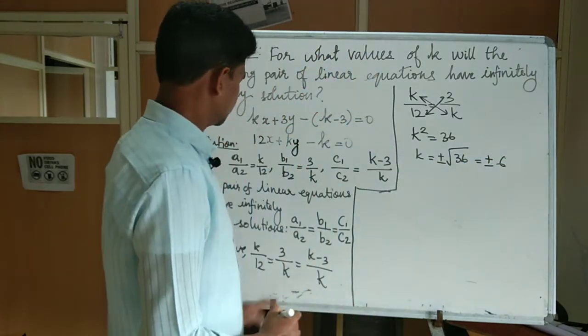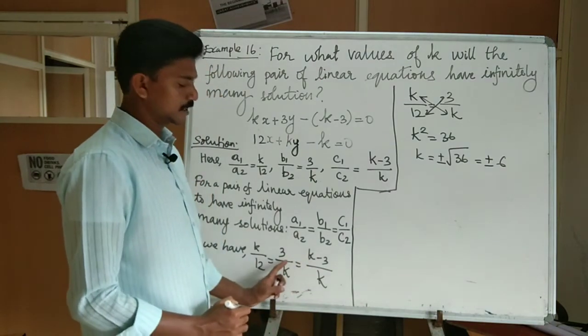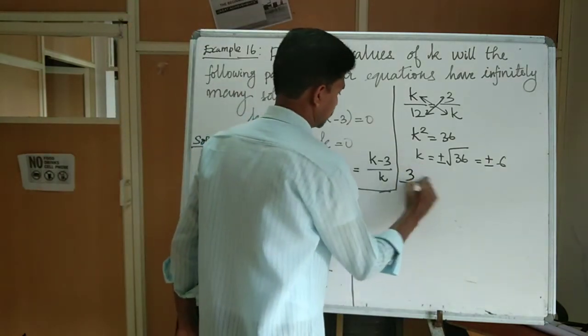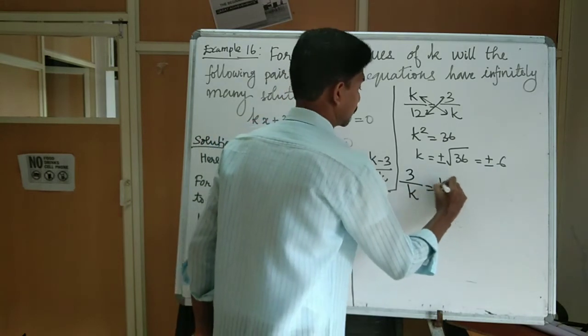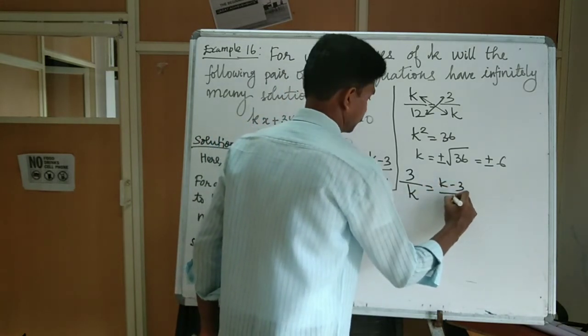Okay. Then we can take these two conditions, second and third. 3 by k is equal to k minus 3 by k.